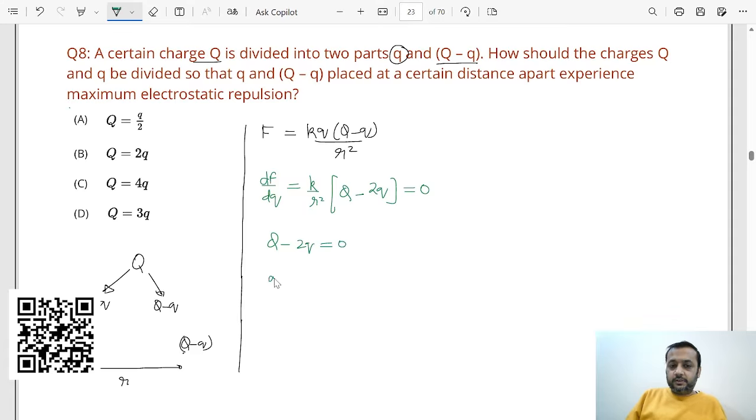All right, that means q should be equal to capital Q by 2. Remember, this will give you the maximum force only. Why? Because minimum force will be 0 if you put small q as 0. So we can say that 0 into capital Q minus q will tend to 0.